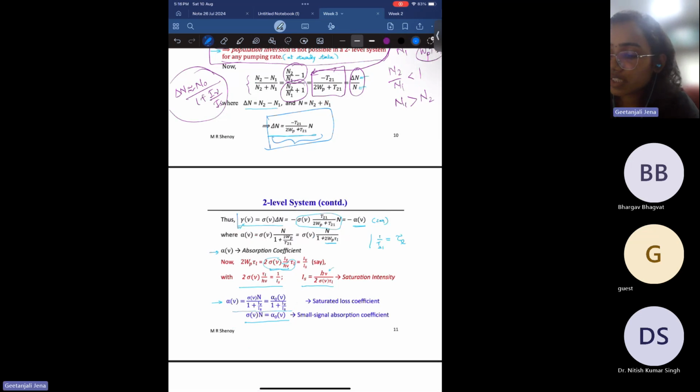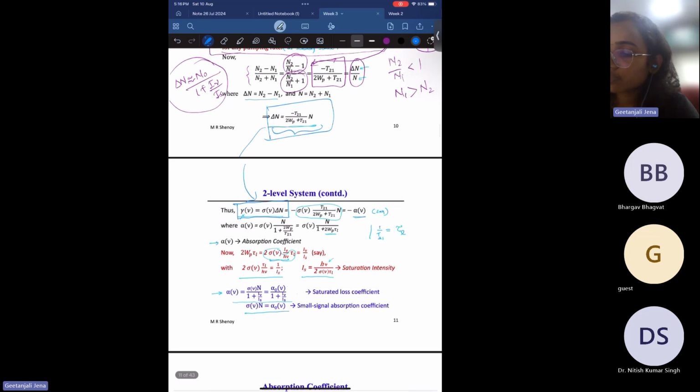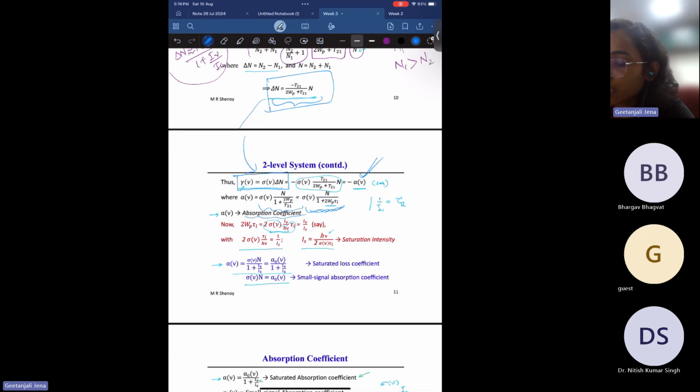So previously we have derived the gain coefficient in terms of the cross section of the system multiplied by delta n. And if you put this delta n here, then you find that this is nothing but minus sigma_nu T21 divided by 2 omega_p plus T21, times n. So this minus of this term, you can write as minus alpha_nu. So alpha_nu is nothing but the absorption coefficient. So it is in negative term, so it is the negative of gain. So that means it is related to the absorption in the system. Okay. So alpha_nu is this expression. Please go through this expression.